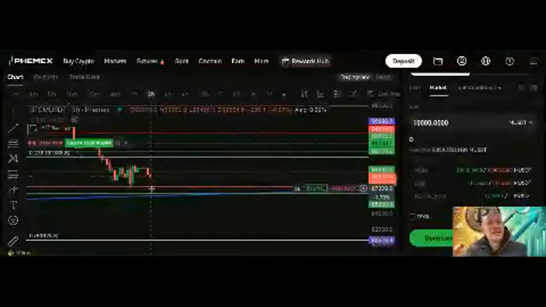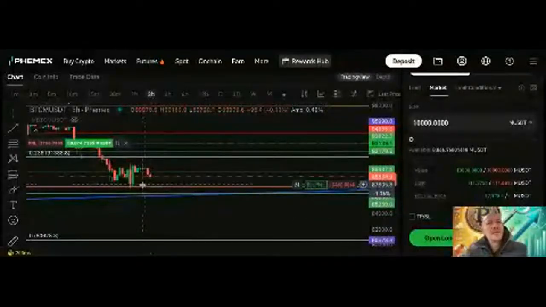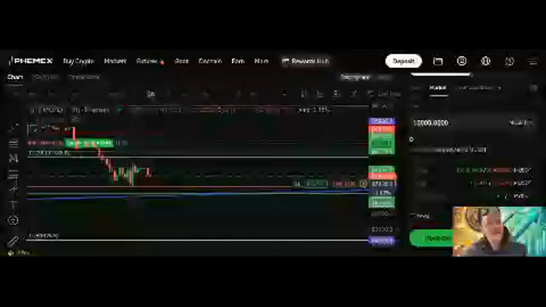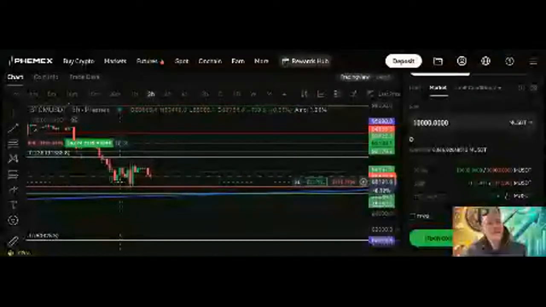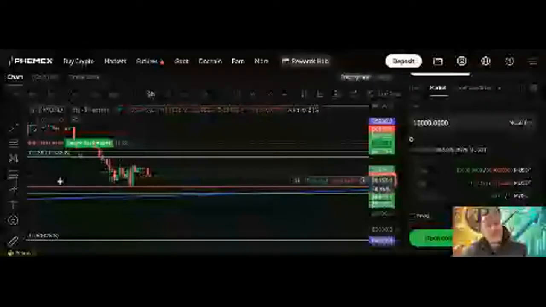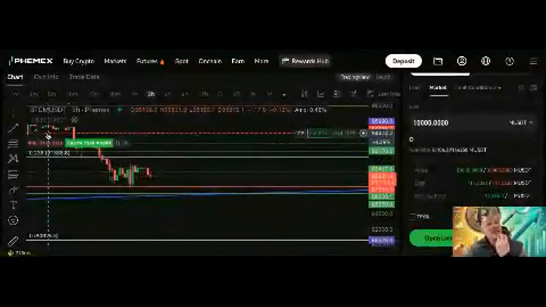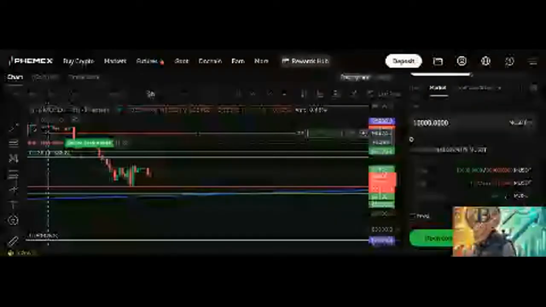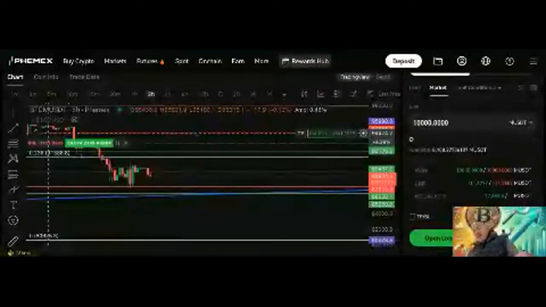Or wait, 3, 6, 9, 12, 3, 6, 9, 12. There's one day. 3, 6, 9, 12, 3, 6, 9. There. So there's 2 days of data on the 3-hour chart. Right there. So we're just kind of going sideways there. We started the week bearish. And maybe we'll just go sideways through the weekend again, probably.